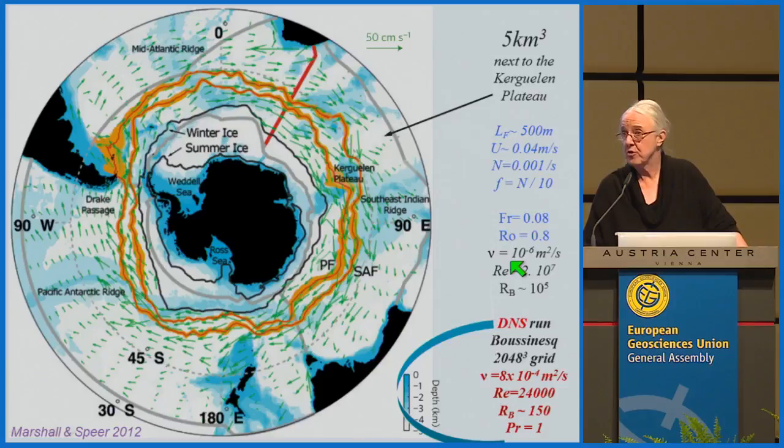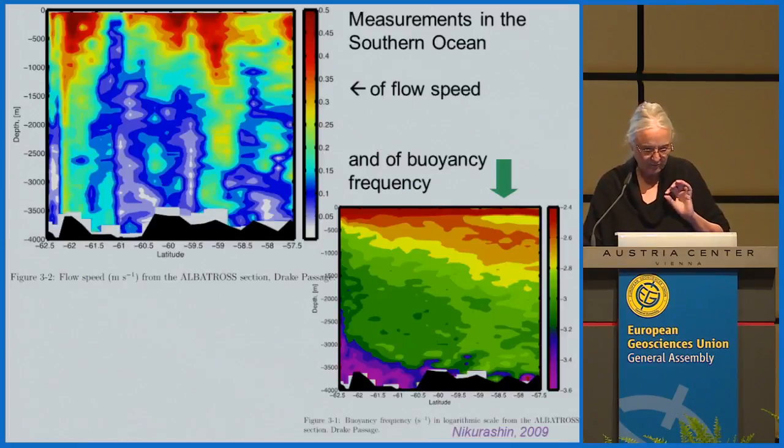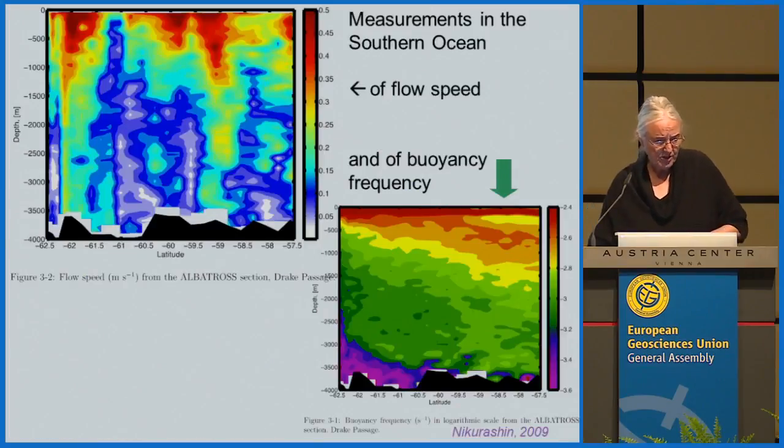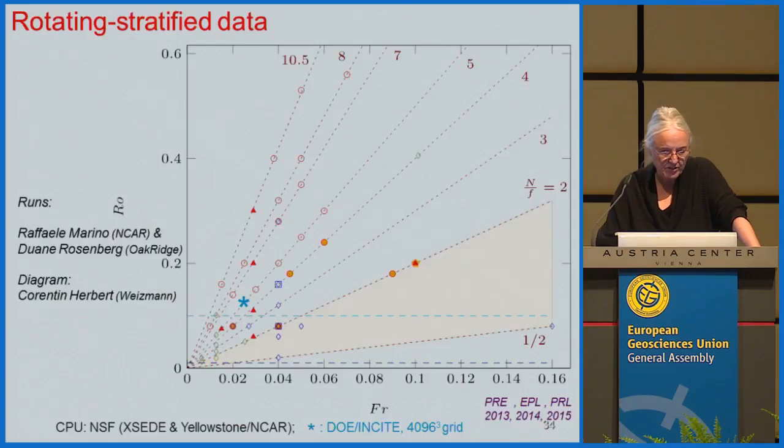Where we cheat, of course, is the viscosity. There is no way we can do a Reynolds number of 2 times 10 to the 7 using a direct simulation. So we're putting a little cube of turbulence right there in the Kerguelen Plateau, say, and looking at what happens in that little cube. So it's realistic, except for the Reynolds number, as usual. The measures of the velocity and of the temperature, the numbers I gave you, come from measures in the Southern Ocean here in the Drake Passage. So they are realistic numbers.